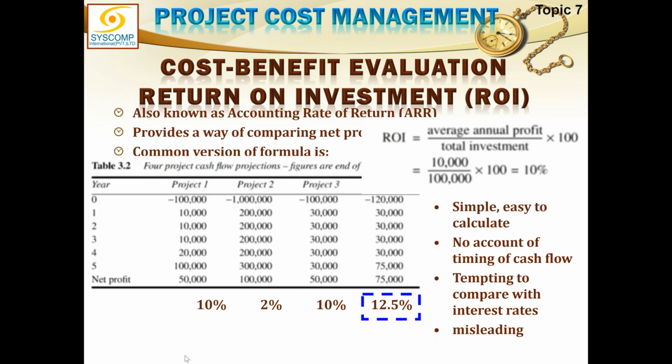So we see that out of the four projects, first project gives me a ROI of 10%, project 2, 2%, project 3, 10%, and project 4 gives me 12.5%. So the best is project 4.